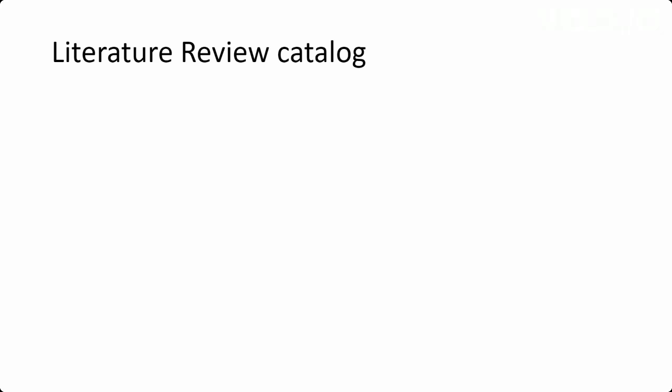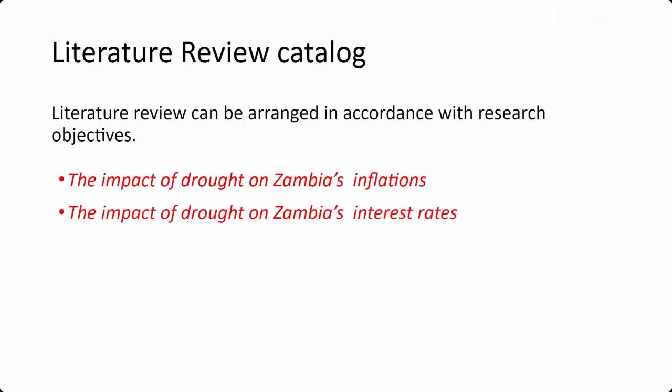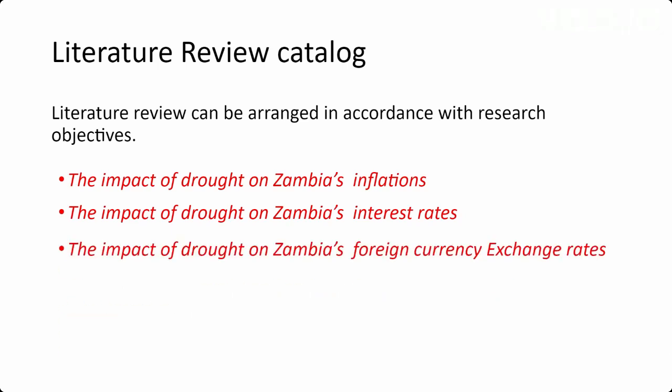Remember, in our example, we need to look at the objectives, which were on the impact of drought on Zambia. The objective was establishing the impact of drought on Zambia's inflation. The other objective was establishing the impact of drought on Zambia's interest rate. The other objective was establishing the impact of drought on Zambia's foreign currency exchange rate.